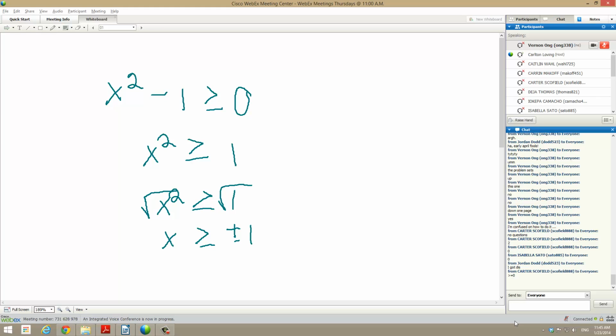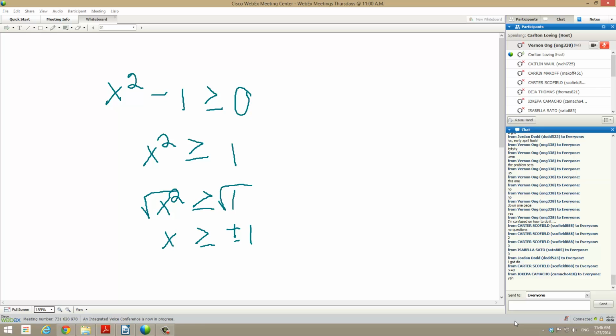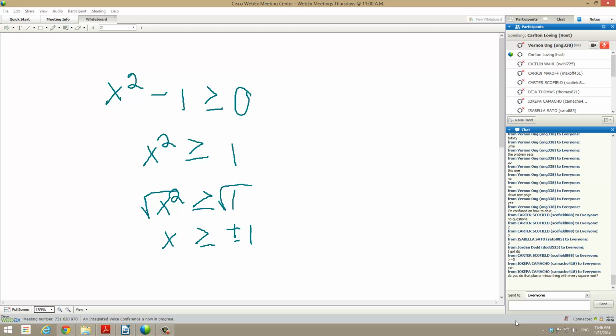Case closed, right? Except, what does x is greater than or equal to plus or minus 1 mean? And what's the plus or minus 1 all about? Well, just remember, when we take the square root of a number, the answer is going to be plus or minus, because you can square 1 and get 1, and you can square negative 1 and get 1. So the answer to the square root of a number is going to be plus or minus the number it takes to get back to that number by squaring it, right?